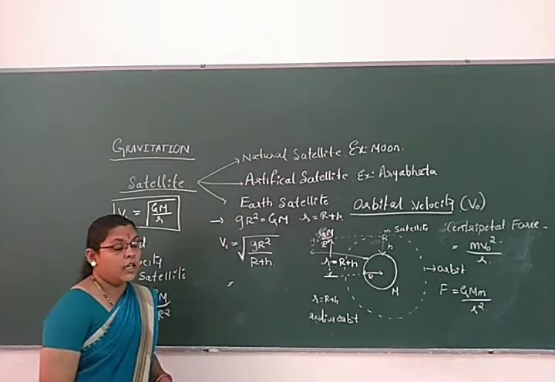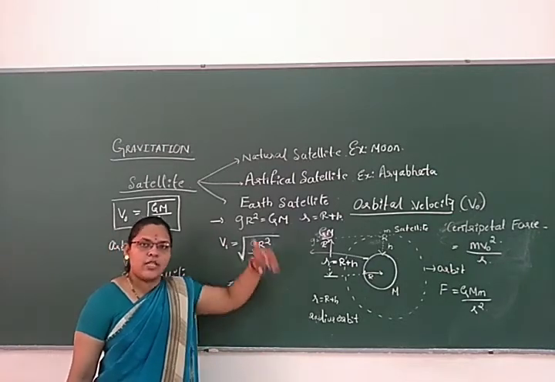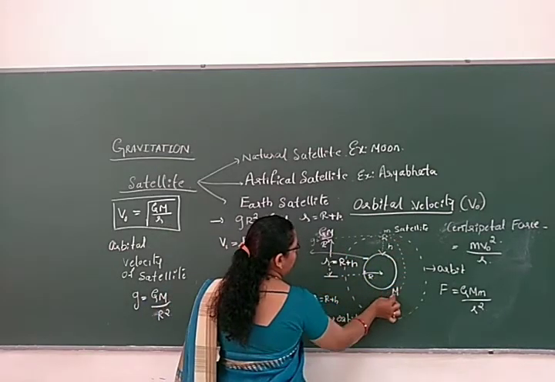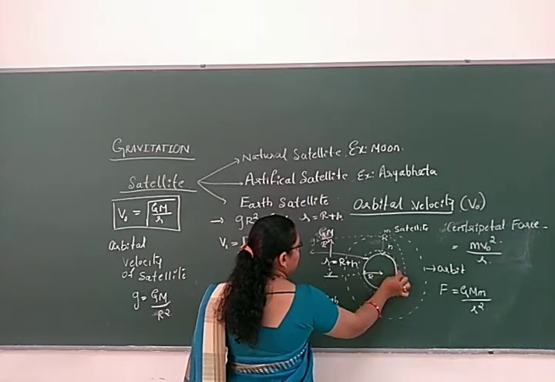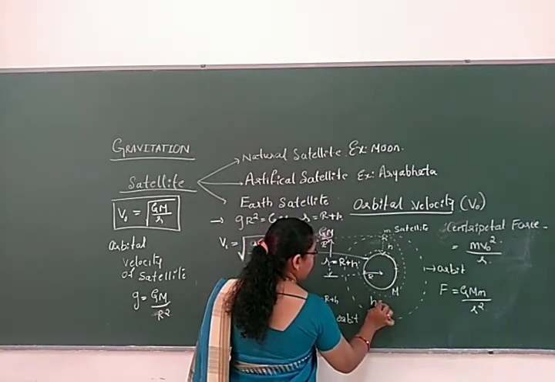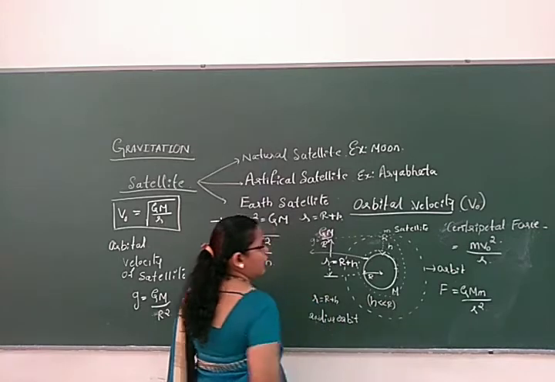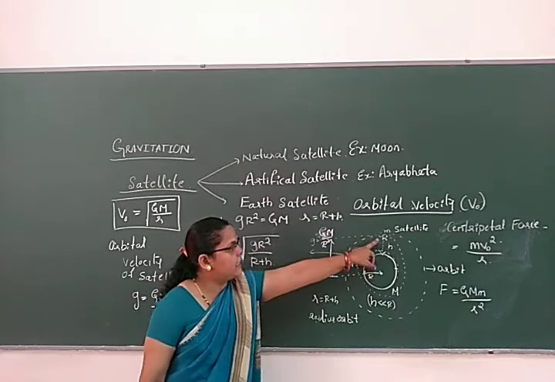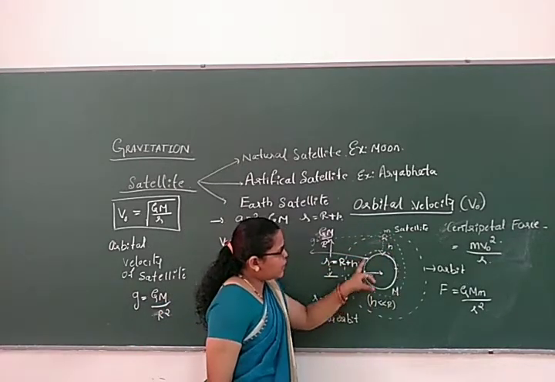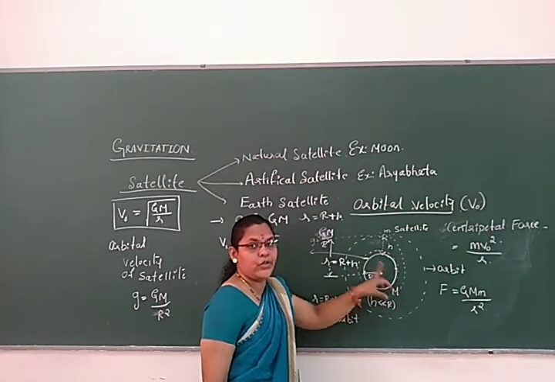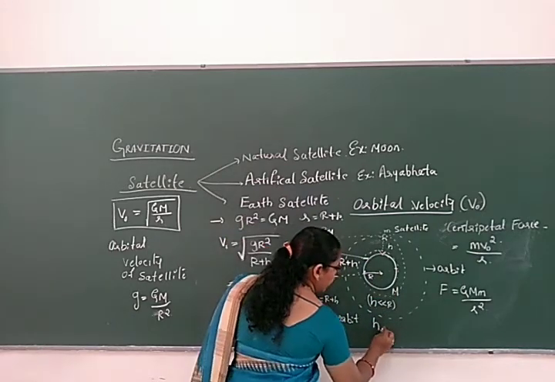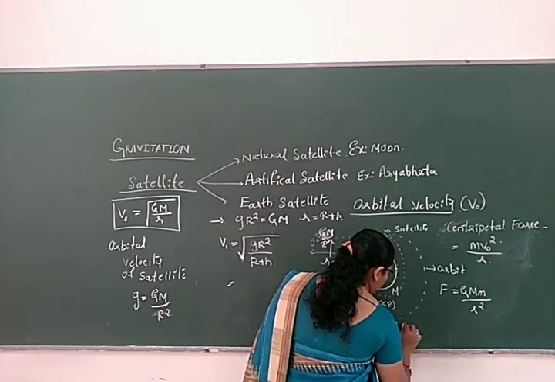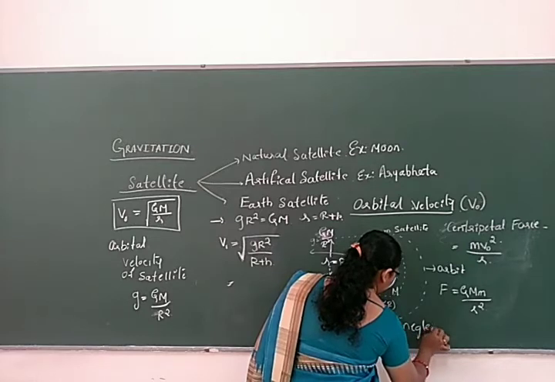Now look at this h. It is the height above the surface of the Earth. If the satellite is moving very close to the Earth, h will be lesser and lesser compared to the radius of the Earth. Concentrate: if the satellite is moving very near to the Earth compared to the radius of the Earth, the height will be neglected because it is small compared to the radius of the Earth.